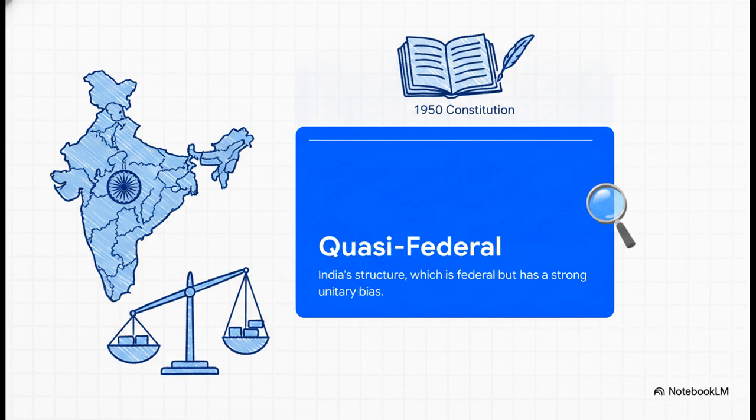It's written, it is mostly rigid but has some flexible parts, and most importantly, while it is federal, it leans heavily towards centralized power. The precise legal term for this hybrid, given to us again by K.C. Wheare, is explicitly quasi-federal. It means a structure that is federal in form, but with a strong unitary bias. Write that term down, because you absolutely must remember it.